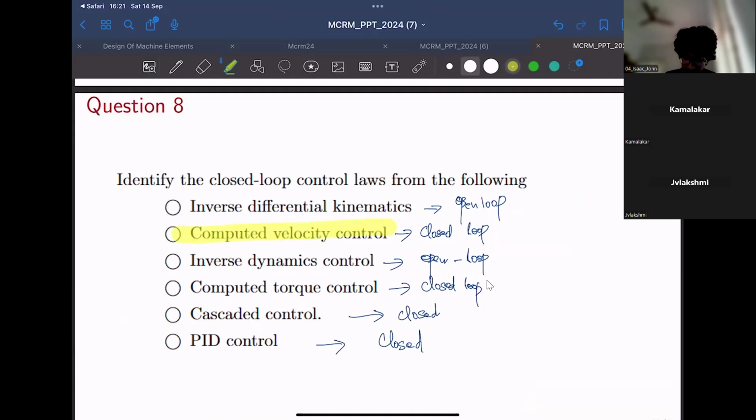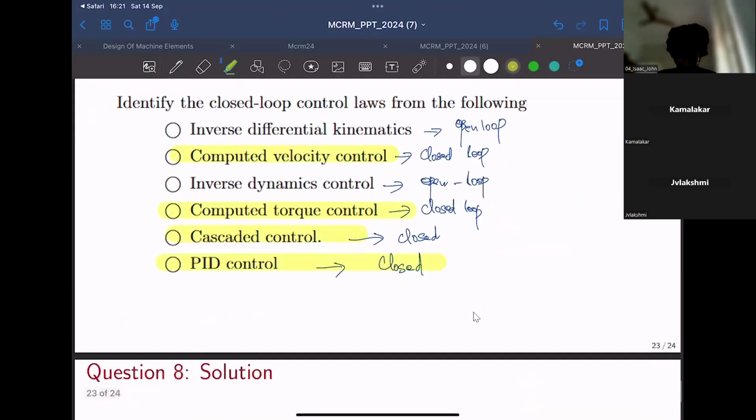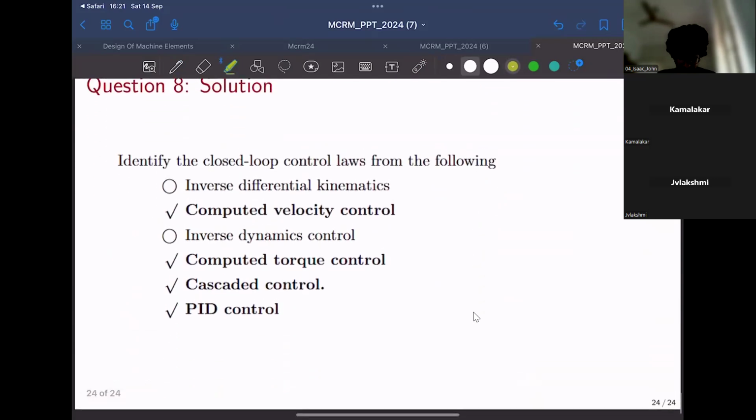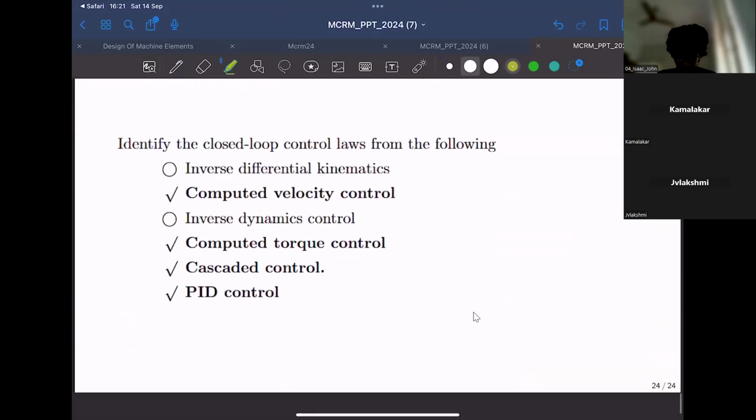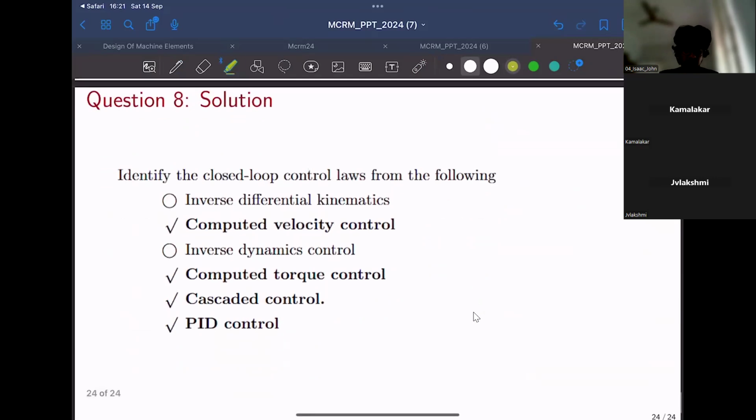We have option B as closed loop, option D as closed loop, E is also closed loop, F is also closed loop. These are all closed loop. So that is indeed our answer. Yes. So yeah, that's it from my side.